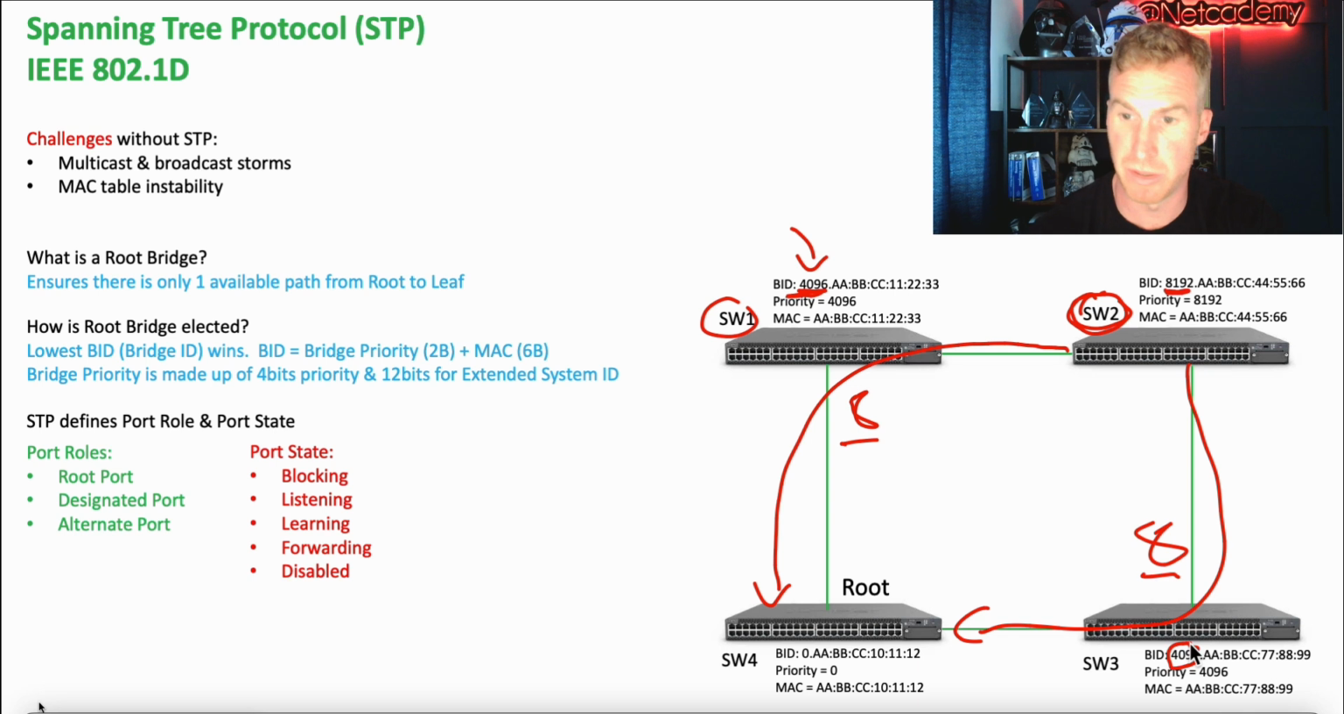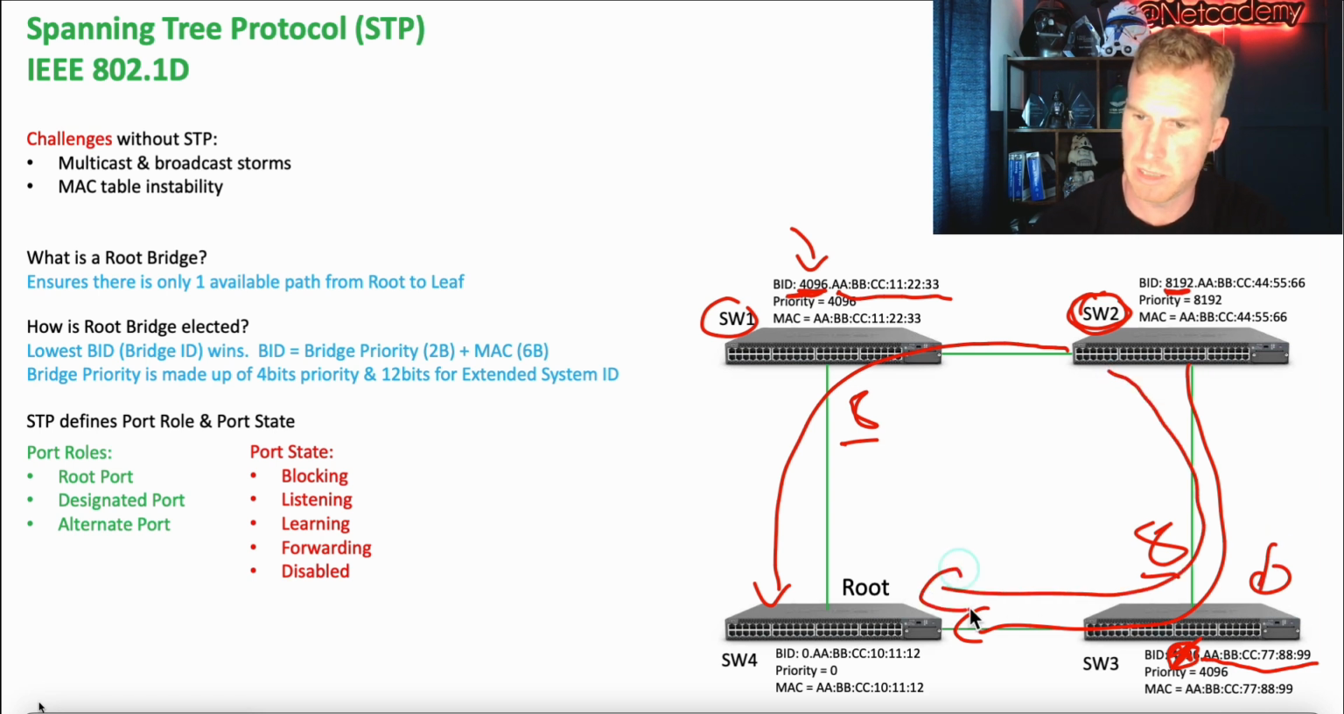So it then moves on to the next step, which is looking at, guess what? The MAC address. The lower the MAC address, the more preferred it is. But if the bridge ID of SW3 was, for example, 0, it will then forward those frames via this direction, because 0 is more preferred over this value here. In the STP world, lower is always better.